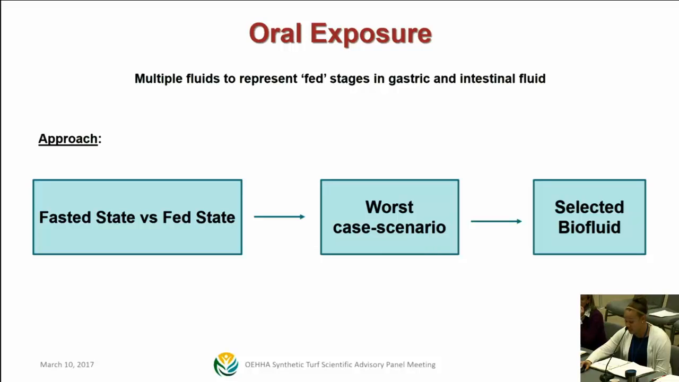We didn't present it here, but we also have found other intermediate stages of fed. So we have an early and also a late fed stage, which we will also test to determine which of these would present a worst case scenario for consideration as the selected biofluid for our study.